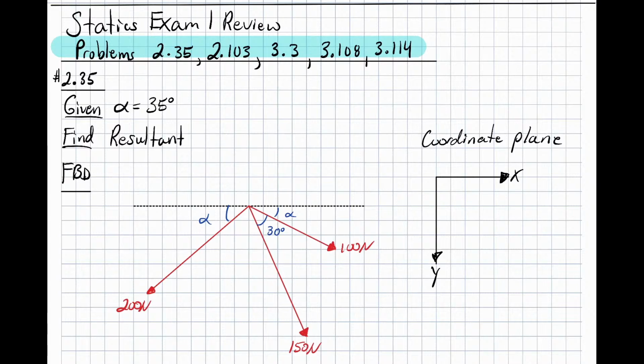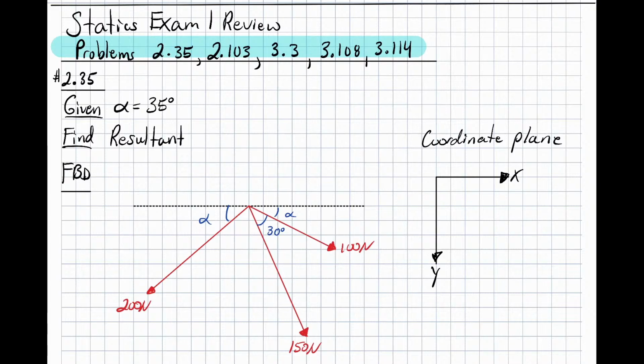So, today we're going to be going over the problems that you will most likely see similar to on exam 1 for statics. I'm going to be going over problems 2.35, 2.103, 3.3, 3.108, and 3.114. I did one more extra problem than Jackson just because I thought it'd be helpful to y'all. Again, if you have any questions, there is a chat bar. Just type your question, and I will try to answer as fast as I can. To start it off, we're going to start at problem 2.35.